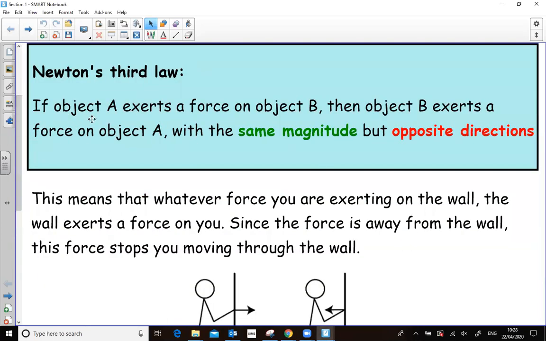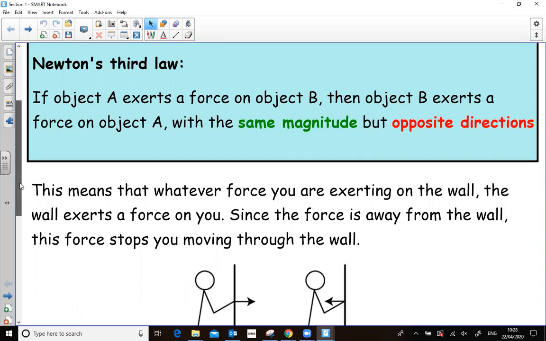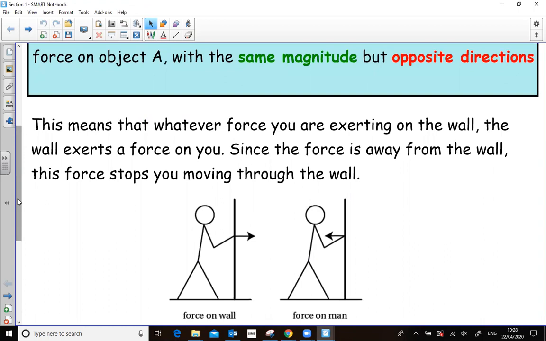If object A exerts a force on object B, then object B exerts a force on object A with the same magnitude but opposite directions. This means that whatever force you're exerting on the wall exerts a force on you as well. Since the force is away from the wall, this force stops you moving through the wall.